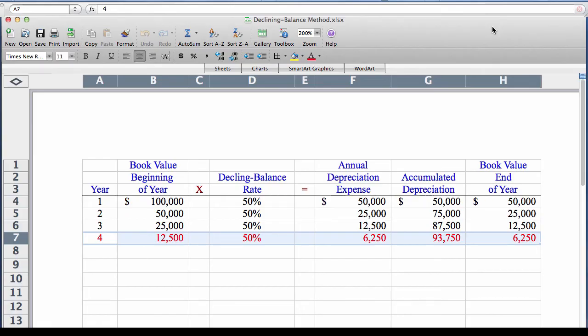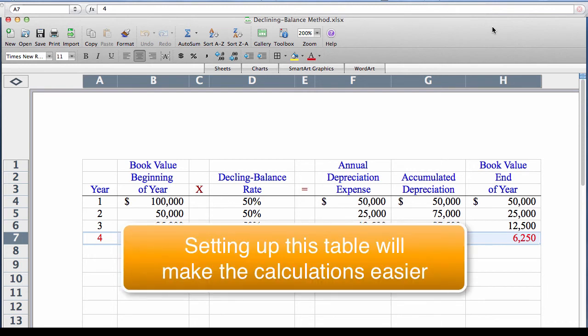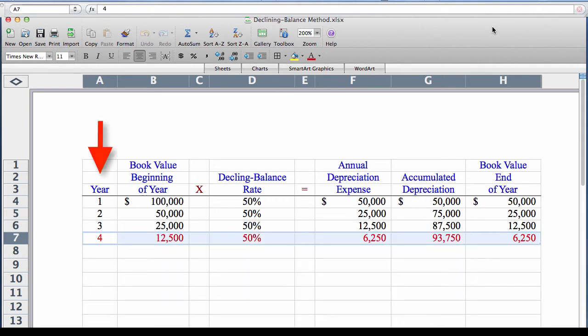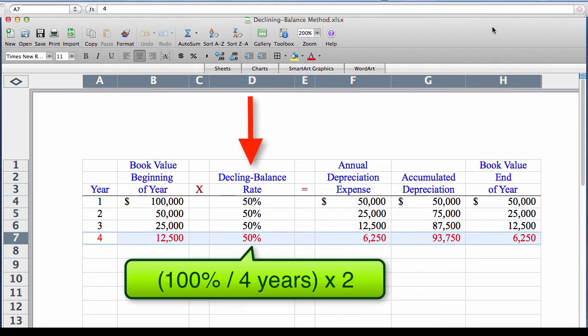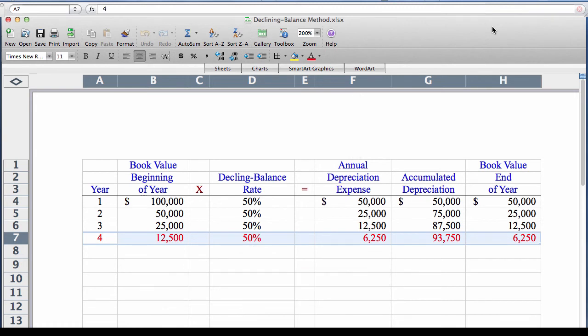In illustrating this method, I have set up an Excel spreadsheet. The items in blue are my headings for each column. If you set up this table, it will make it easier to calculate depreciation under this method. My first column in the table is the year. This is the year of the asset's useful life. The second column is the book value at the beginning of the year. This is then multiplied by the declining balance rate in calculating the annual depreciation expense.